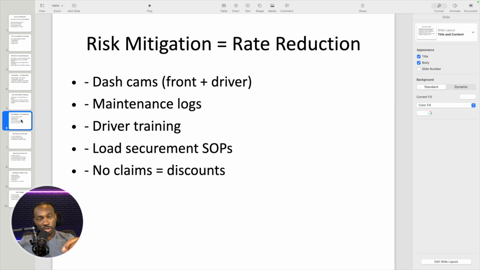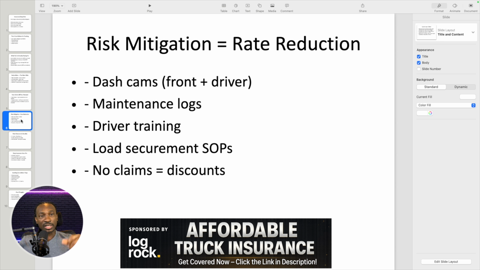All right. Load securement, and make sure you guys have SOPs, standard operating procedures, right? Practices. All right. No claims equals good discounts or discounts in general. So you want to prevent claims. All right. You don't want to have claims. So if you follow these steps above to help mitigate risk, right, then it will help reduce the possibility of claims.